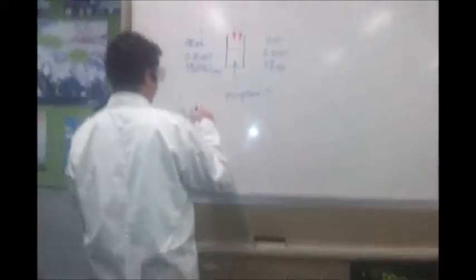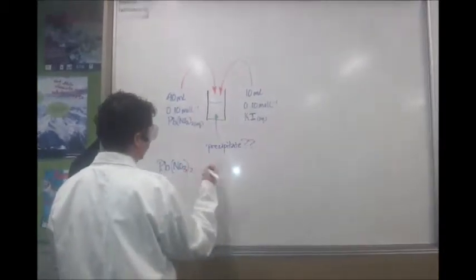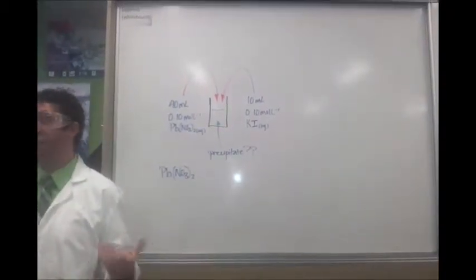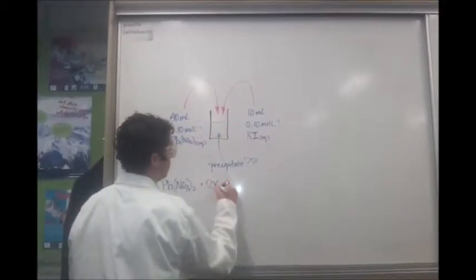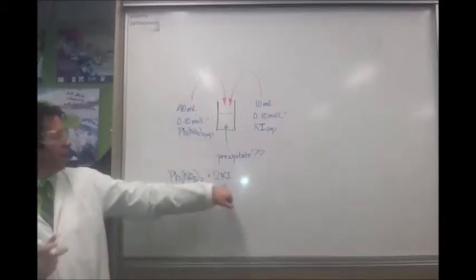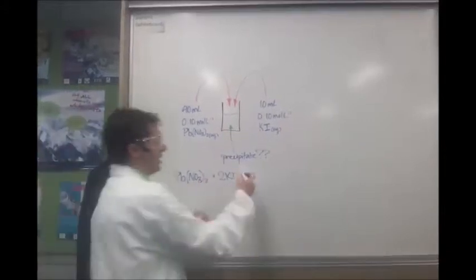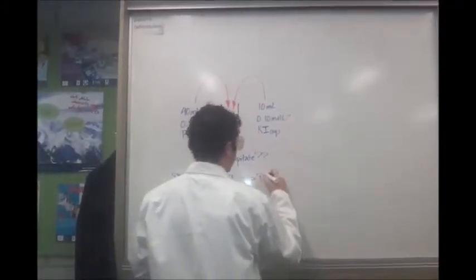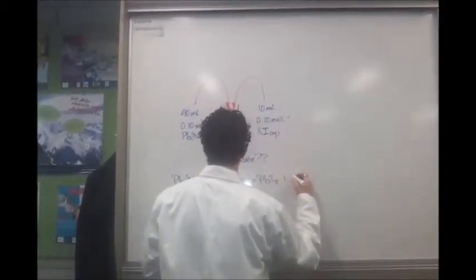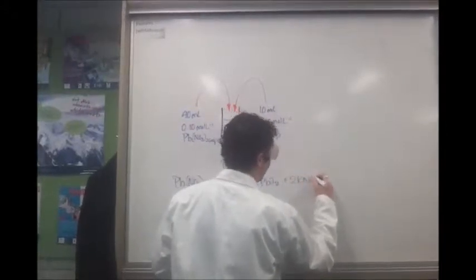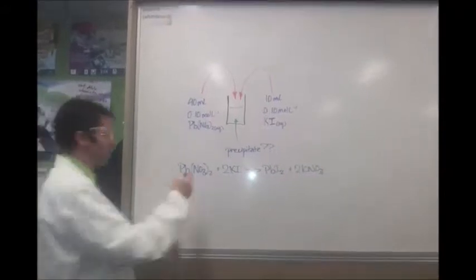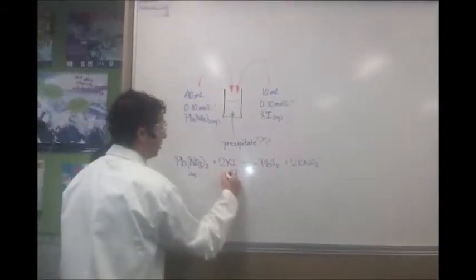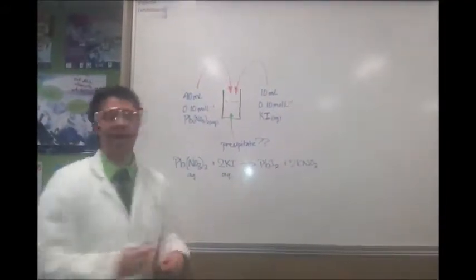So lead nitrate, you see I'm using equations to help do the chemistry, plus 2 moles of that. So for every mole of that, I'm going to react 2 moles of this to make lead iodide and 2 moles of potassium nitrate. Now I have not put states of matter there on purpose, because I don't know. I know these ones are aqueous, but I don't know what's going to be the case here.